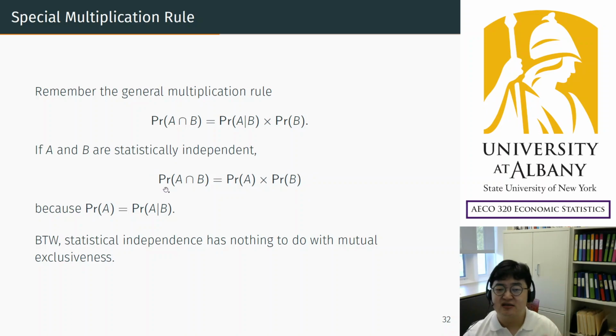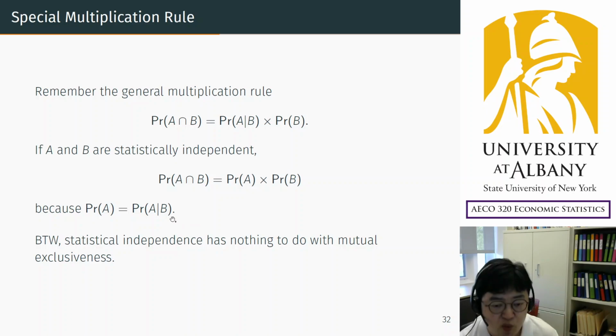This rule is also very important. Later, we are going to use this rule again, but it's intuitive. If they are independent, you don't need to think about their interaction. Just multiply probabilities to calculate the probability of them happening at the same time.